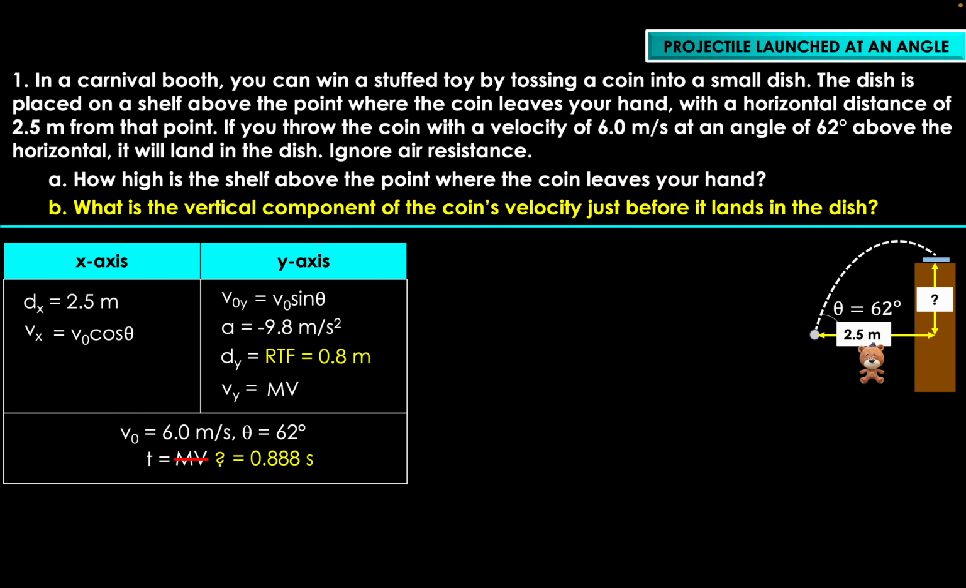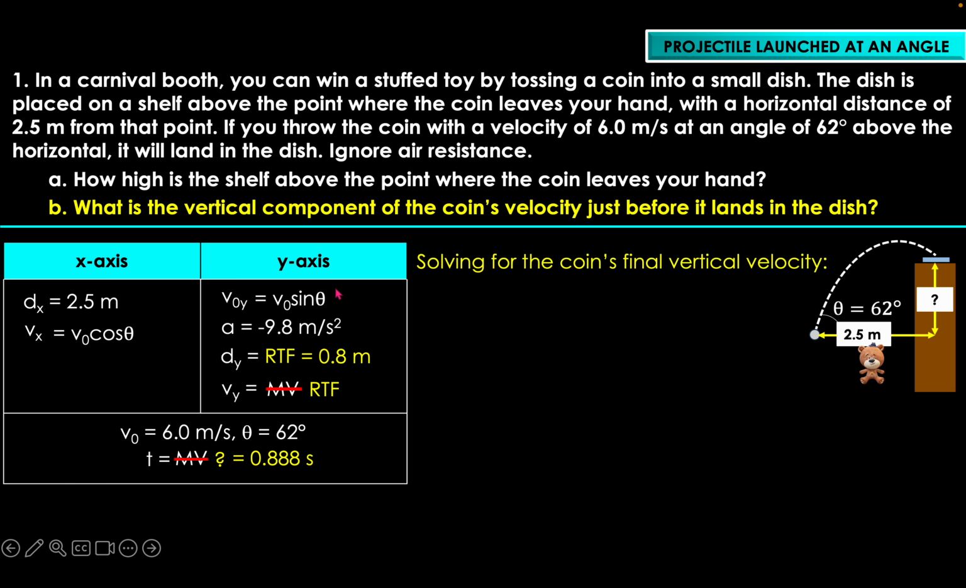So what is the vertical component of the coin's velocity just before it lands in the dish? Okay. So solving for the coin's vertical velocity, that means v sub y would now be treated as required to find, or RTF, and not a missing variable. And if you look at the givens, it actually looks complete.